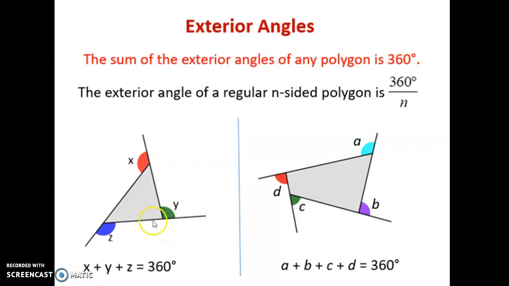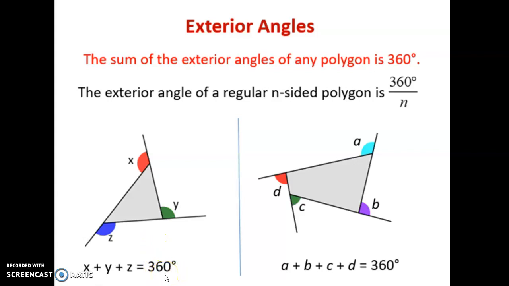So exterior angle means what? This side, from here to here, is extended outside the figure. So the angle it makes with the corresponding side is called the exterior angle. For this the exterior angle is y, for this the exterior angle is x, and for this the exterior angle is z. Then for this triangle, the sum of these exterior angles will be equal to 360 degrees.